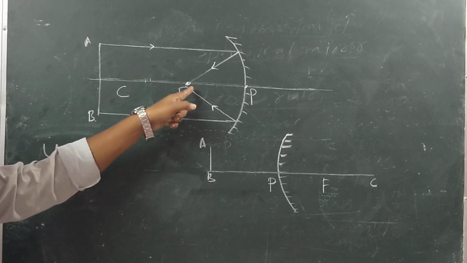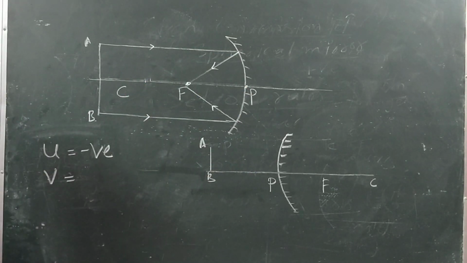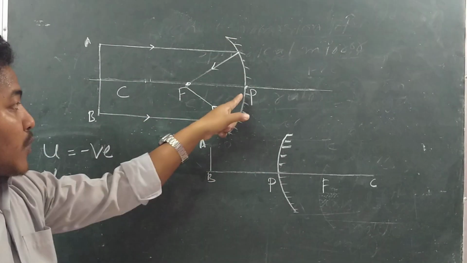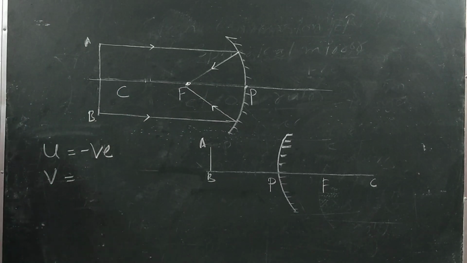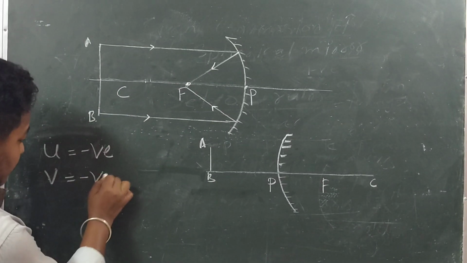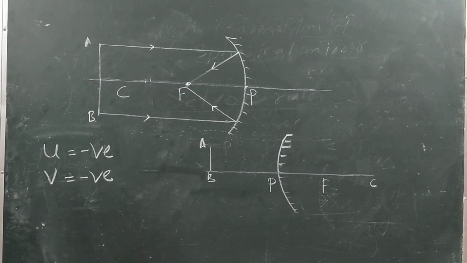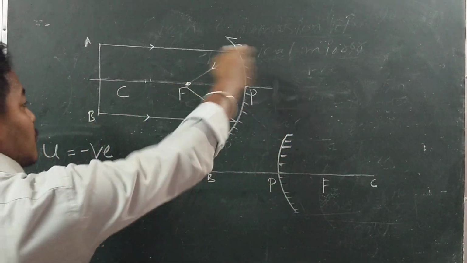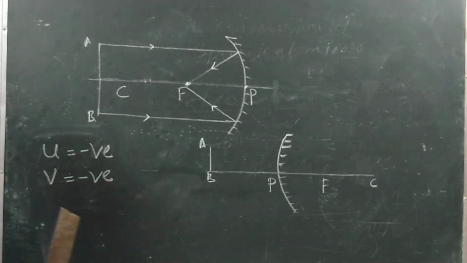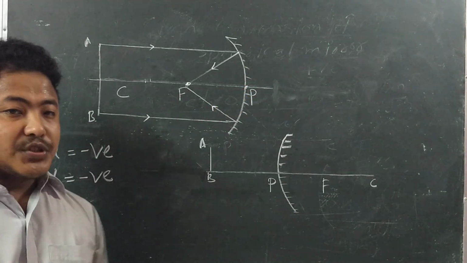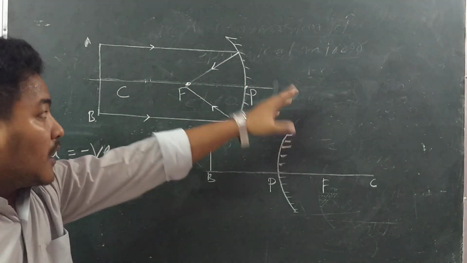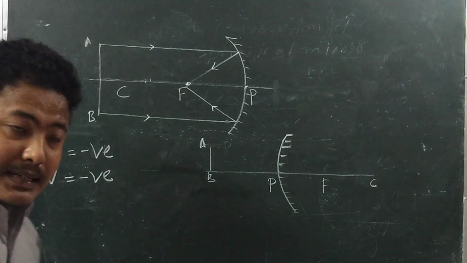So what will be the image distance in case of concave mirror? You see where the image is forming. Image is forming towards the left side. That means the image distance will also be negative for concave mirror. But in some cases, the image is also formed behind the mirror in case of concave mirror. Then it will be positive. Understand now? So object distance and image distance for a concave mirror are going to be negative.